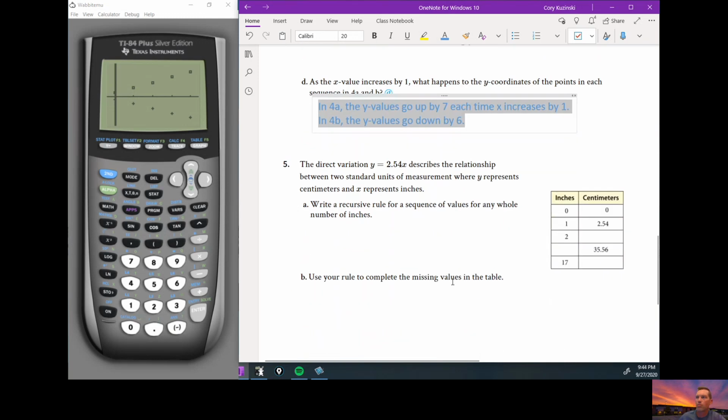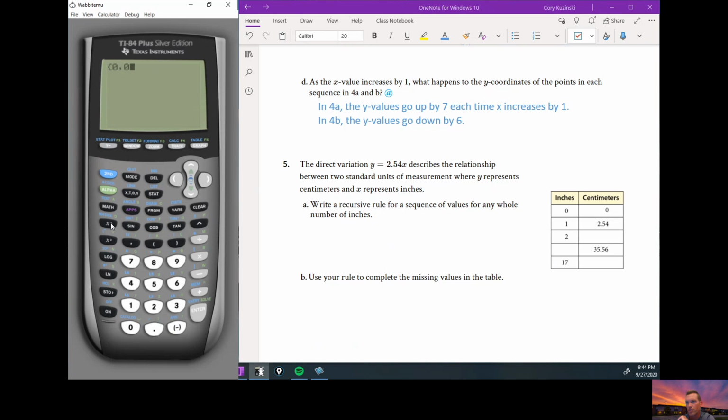The direct variation y equals 2.54x describes the relationship between two standard units of measure where y represents centimeters and x represents inches. In other words, there's 2.54 centimeters per inch. Write a recursive rule for a sequence of values of any whole number of inches. All right, well, we're going to end up using it here eventually anyway, so I think I'll go here.